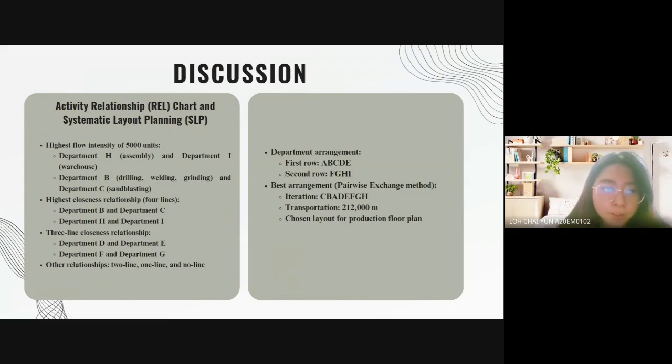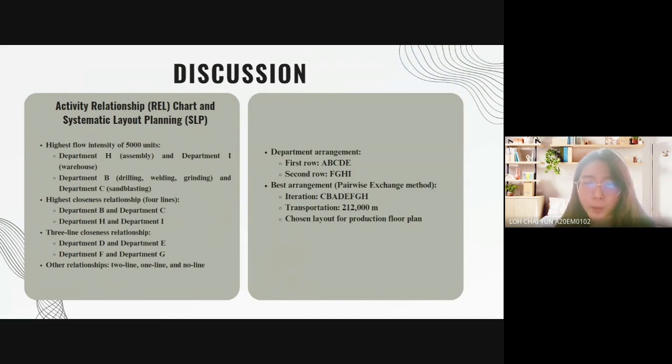So first for the discussion, for the activity relationship chart and systematic layout planning, SLP, the highest flow intensity of 5,000 units is between department H and department I, and department B and department C. The closest relationships are 4 lines, which are department B and C, department H and I. Three-line closest relationships are department D and E, department F and G. Other relationships are 2 lines, 1 line, and no line.